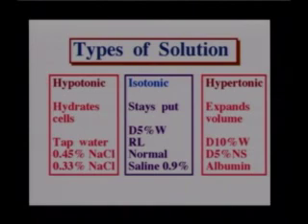Hypertonic solutions have a tonicity that is greater than body fluids. These are solutions such as D10%, anything higher than dextrose 5% in water. Albumin. Remember the question we did a few minutes ago where we had albumin that pulled fluid into the bloodstream. Hypertonic solutions expand volume, so they pull fluid into the bloodstream.